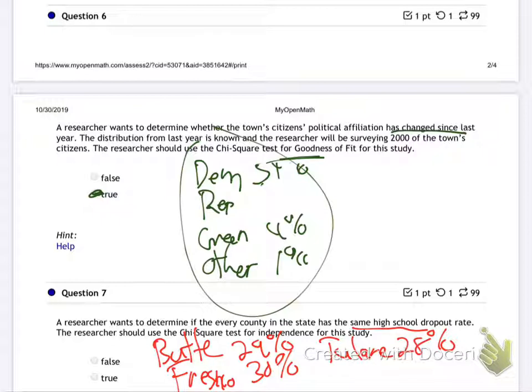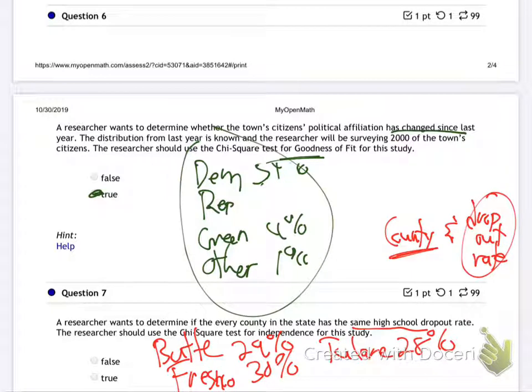So are we comparing two variables? I think we kind of are. This is not easy for me either. County and dropout rate. County is the first variable, what county you're talking about, and dropout rate is the second variable. And we're wondering if it's the same county by county. That's a test for homogeneity, not independence.